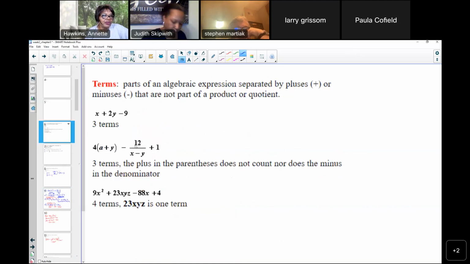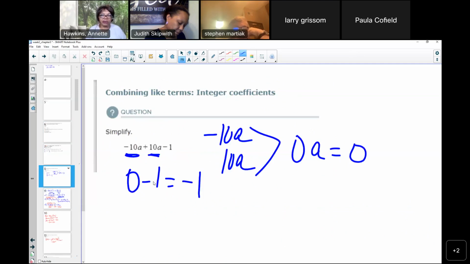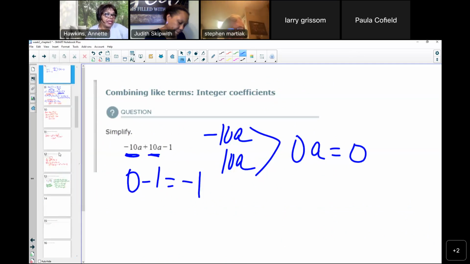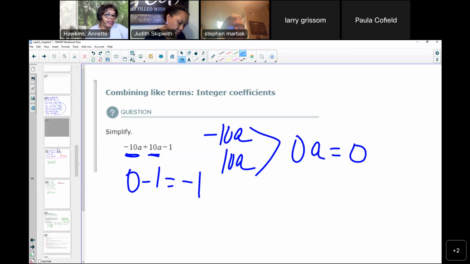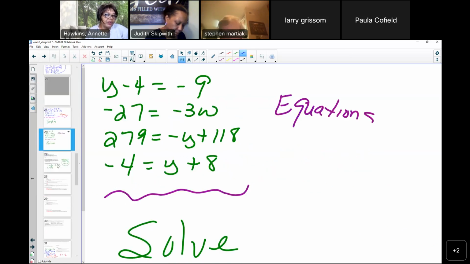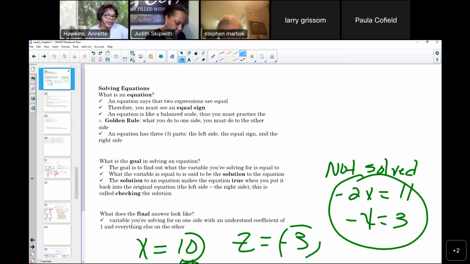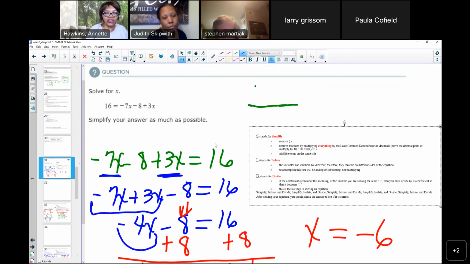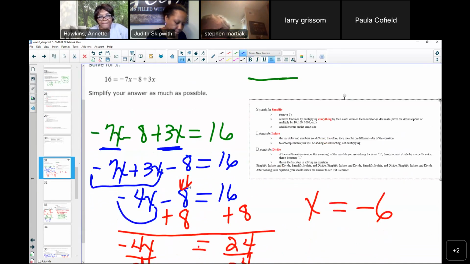We looked at terms, like terms, combining like terms, because this is what we need to do when we solve an equation. We also looked at the difference between an expression. These are expressions. And then this is an equation because we have an equal sign. And then we went into solving an equation. And we said that an equation is like a balanced scale. What you do to one side, you have to do to the other. And then we use this to help us to solve.